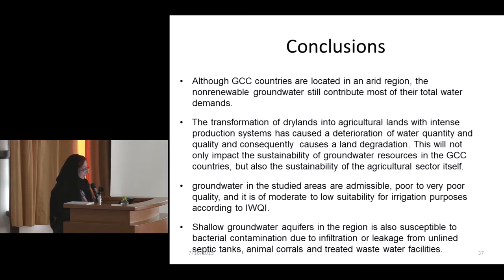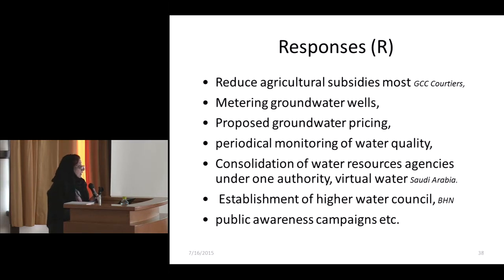Okay, in conclusion, the GCC countries are located in arid regions, but still groundwater contributes most to their water demands. The transformation of dry lands into agricultural land with intense productive systems has caused deterioration of the groundwater quantity, and this caused the deterioration of its quality. Groundwater in the studied area was moderate according to the classification of the irrigation water quality index, but the shallow groundwater aquifers in the region are susceptible to bacterial contamination.